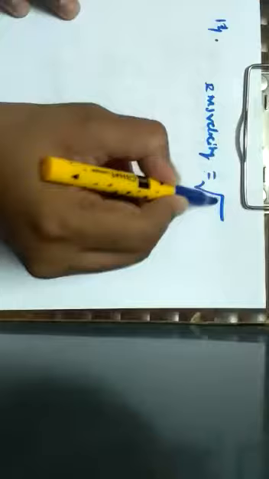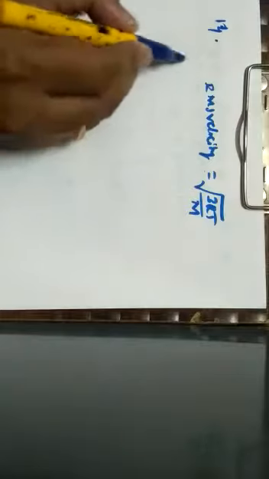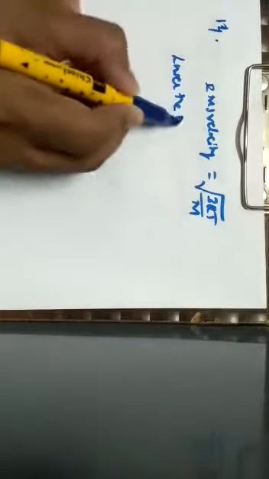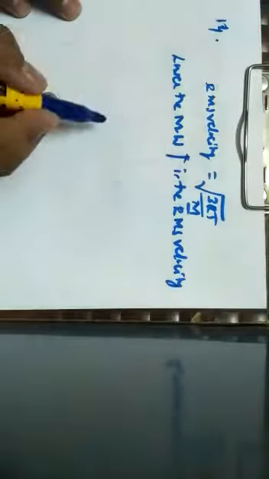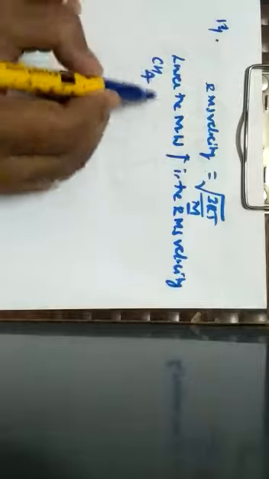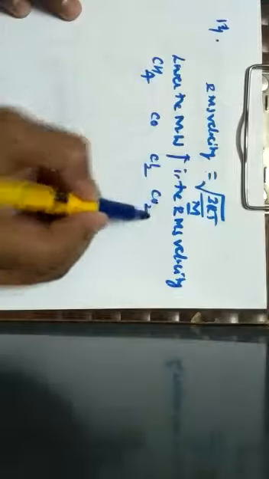So here we know that RMS velocity is given by the equation square root of 3RT by m. This is the equation for RMS velocity. From this equation, we can clearly understand that the lower the molecular weight, the higher is the RMS velocity, because for RMS velocity, mass is inversely proportional. By this, we can clearly understand that the given options are methane, carbon monoxide, chlorine gas, as well as carbon dioxide.